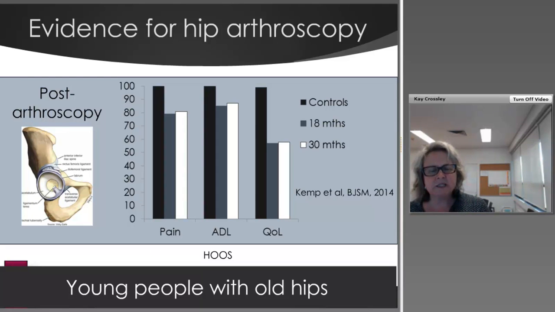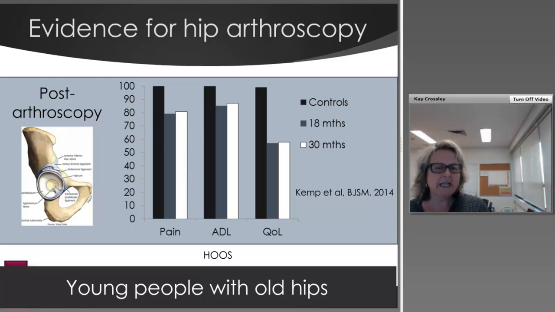These were Jo's data again. On the y-axis is their scores on the HOOS, which is the Hip Osteoarthritis Outcome Score, where 100 is great and 0 is very poor. We then have 3 subscales: the pain, activities of daily living and quality of life. The black bars are the controls, and you can see they pretty much score 100 on each of the outcome measures. The blue is the patients at 18 months post-surgery, and then the white is 30 months post-surgery.